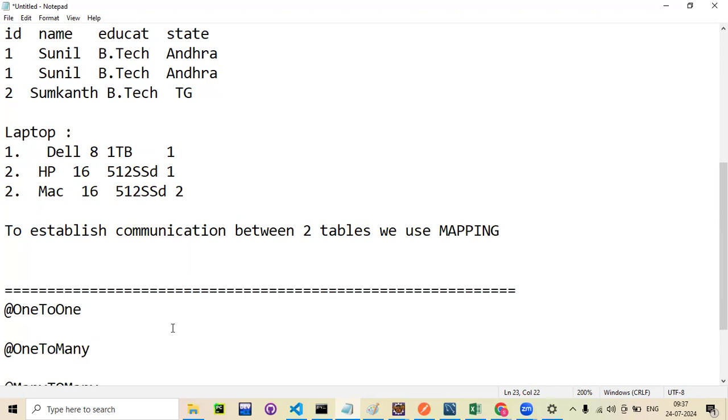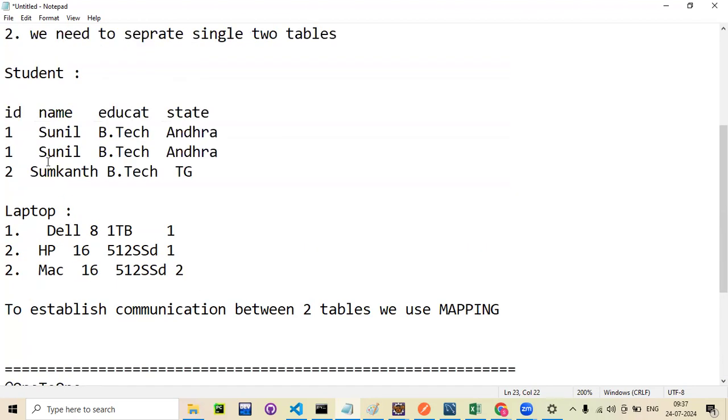Here the laptops are different. Let us assume one guy has used one laptop only, and this laptop is not being used by two guys. Sumant, are you following what I'm trying to say? Let me repeat again. Here I am taking the case as one person using multiple laptops.